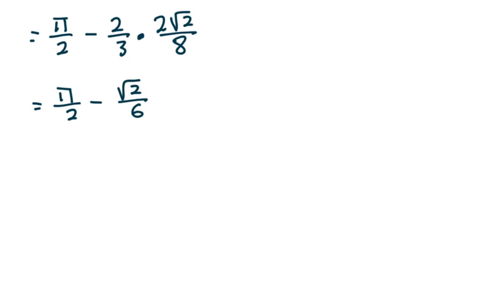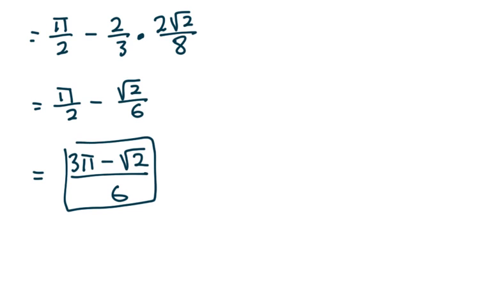Your instructor might want you to get a common denominator, and if that's the case, you can write it as 3 pi minus square root of 2 over 6. So it depends on what your instructor is looking for.